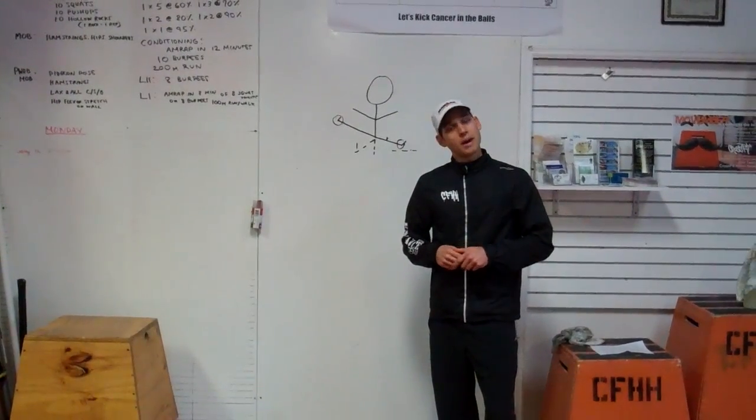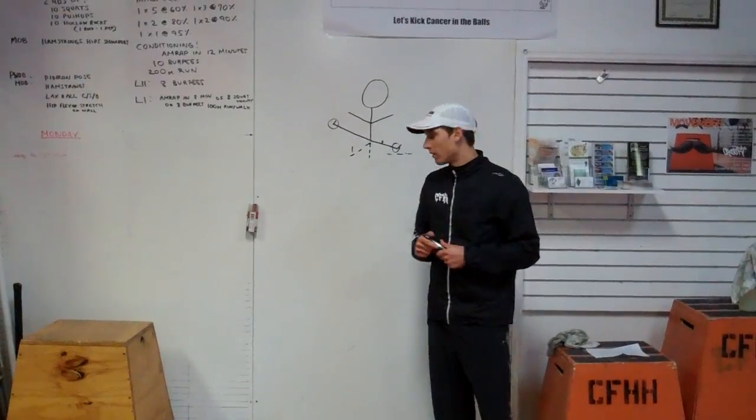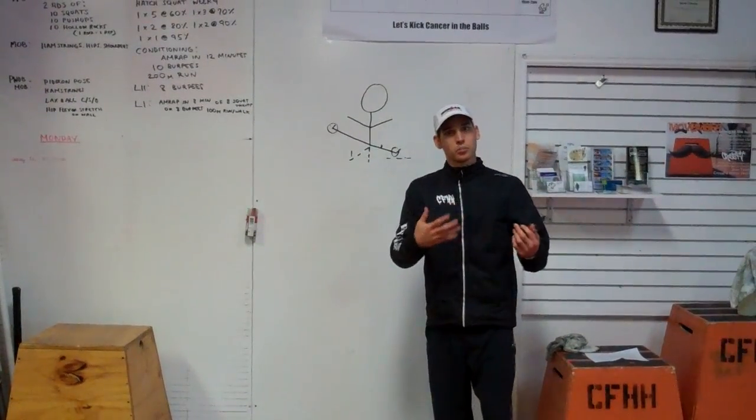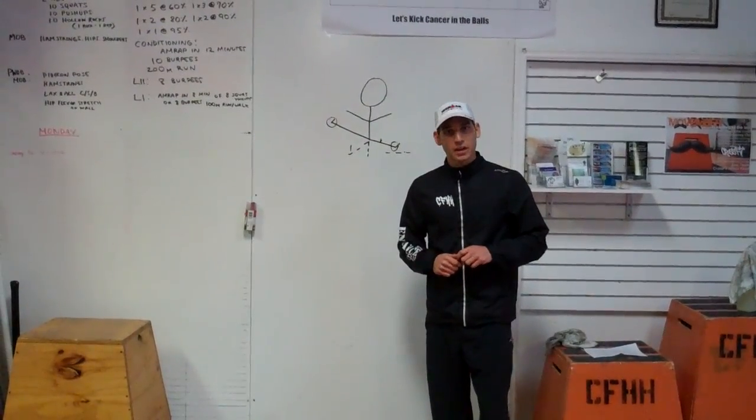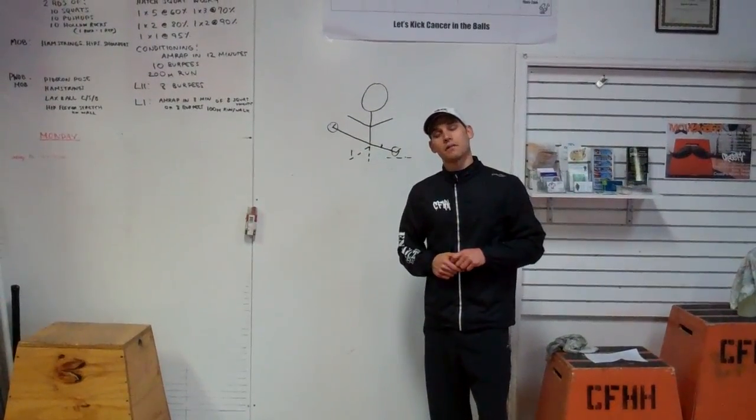Well, number one, we go back to the technique. Where's that foot landing? Is it underneath the body? Are you pulling it back? What are your hips doing? All those factors that we talked about in the run mechanics video. That's your first line of defense.